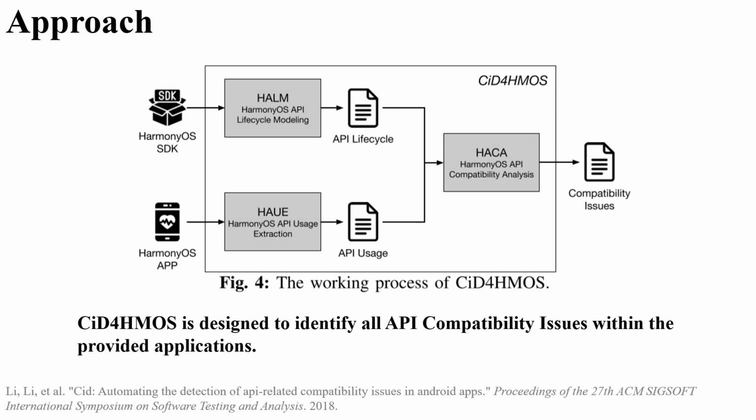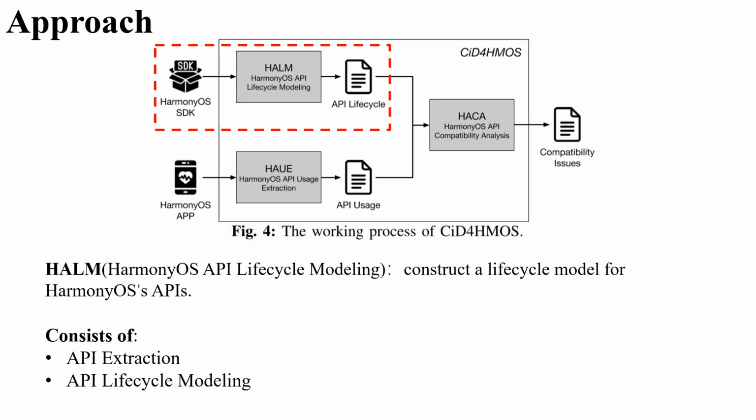Figure 4 illustrates the operational flow of CiD4HMOS. CiD4HMOS is designed to identify all API compatibility issues within the provided applications. Our concept draws inspiration from the CiD, introduced by Li and his colleagues in 2018. Firstly, we introduced HarmonyOS API lifecycle modeling. In this section, we extract APIs from the official HarmonyOS SDK and create a comprehensive lifecycle model for all HarmonyOS APIs.